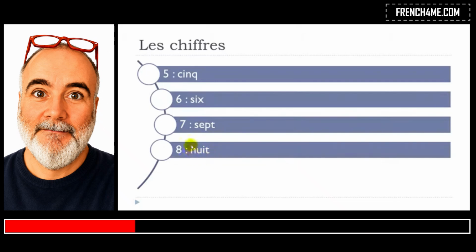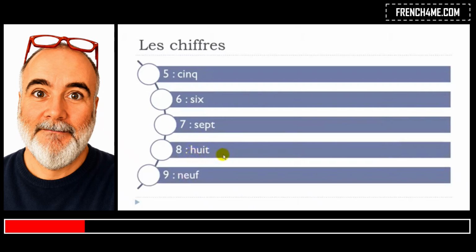Remember in French this H letter here, okay, doesn't exist phonetically, so we don't really pronounce it, okay? So if you listen carefully, you will only hear these vowels at the beginning of the word. 8, okay? And then 9.